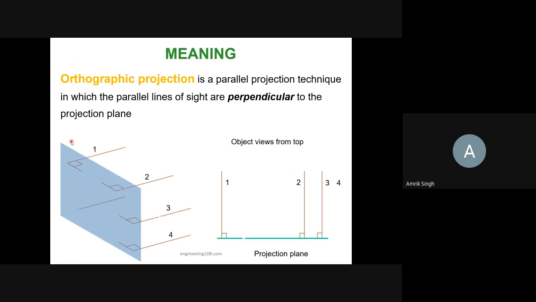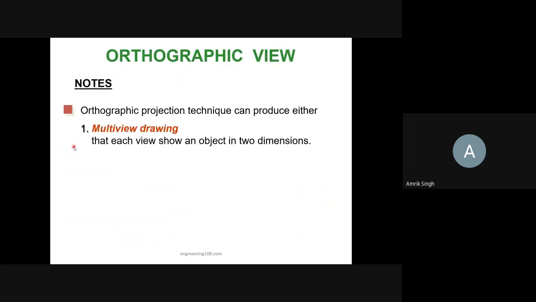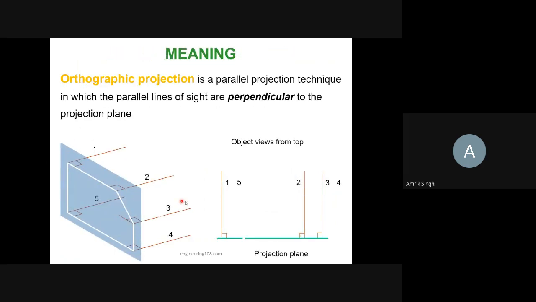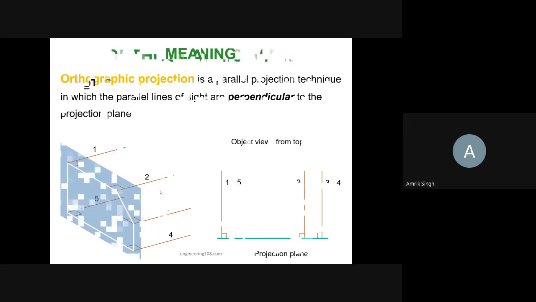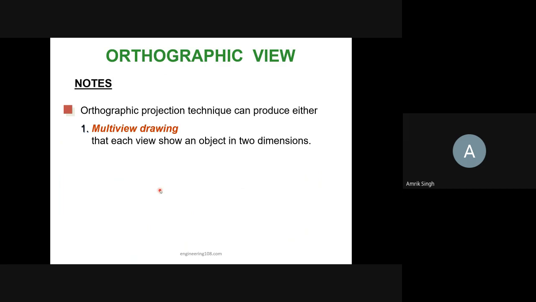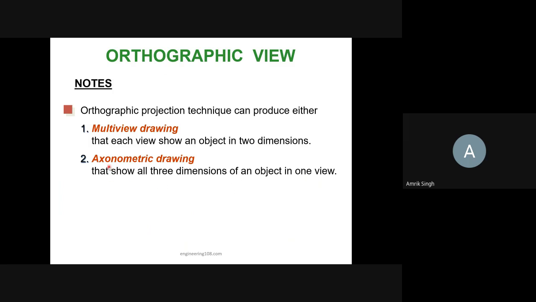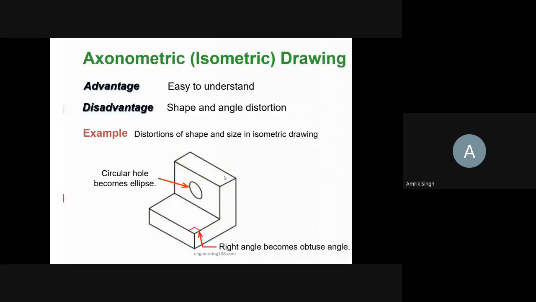First you will draw 1, 2, 3, 4, 5. Just a minute. So this way you can see how we'll draw if we see this from the top. Orthographic projection can produce either a multi-view drawing, that means we can draw front view, top view, where each view shows an object in two dimensions, or it draws an axonometric drawing which shows the three dimensions of an object in one view. Both drawing types are used in technical drawing for communication.